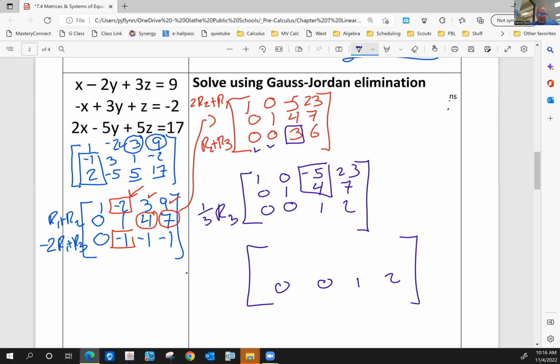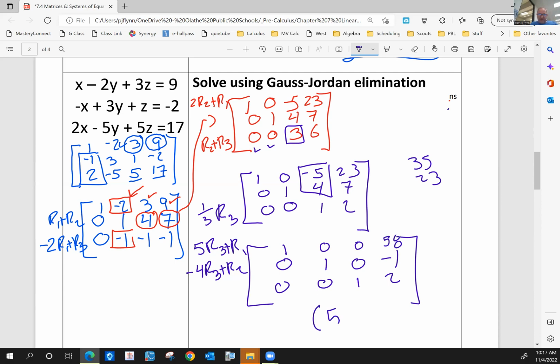So -4 times row 3 plus row 2. And then we would do 5 times row 3 plus row 1. So 5 times 7 is 35, 35 and 23 is 58. So there's our answer. X is 58, Y is -1, Z is equal to 2.